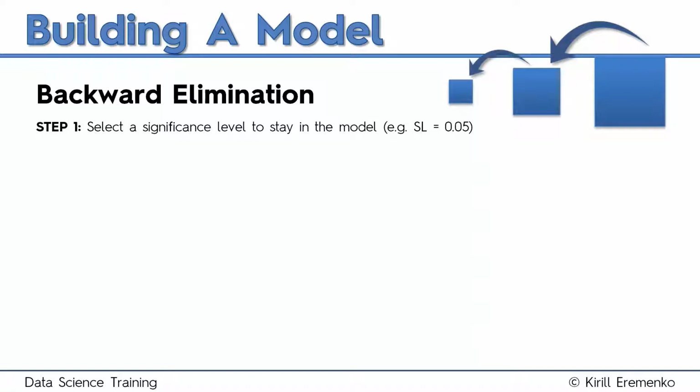By default, we're going to go with 5%, so 0.05, and we're going to use it in the next step. So at the beginning, you decide on this significance level. Step two, you fit the full model with all possible predictors. So you do that all-in approach, which we just talked about, and you put all of your variables into your model. And now we're going to start getting rid of them.